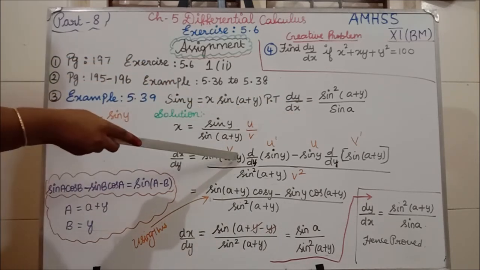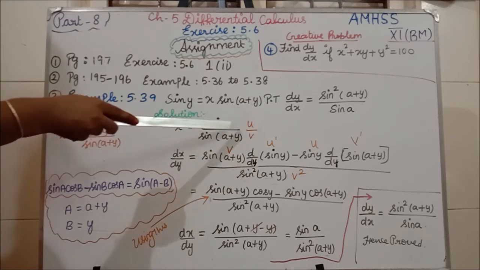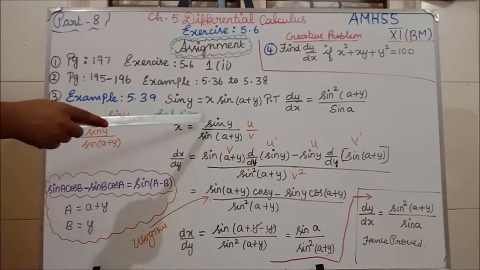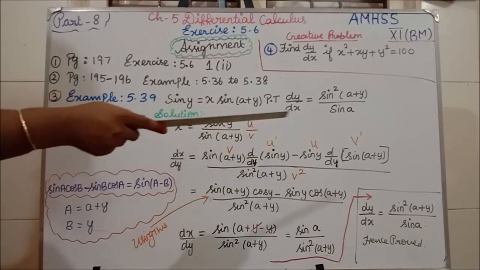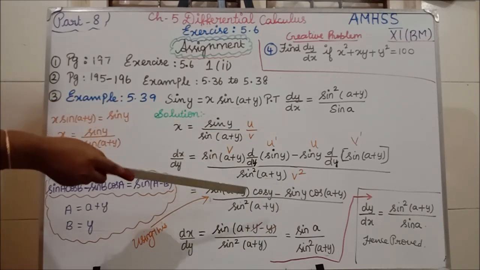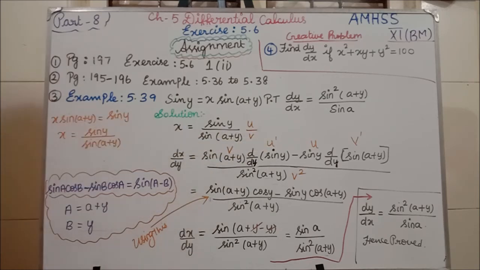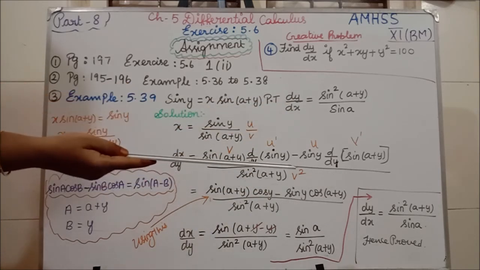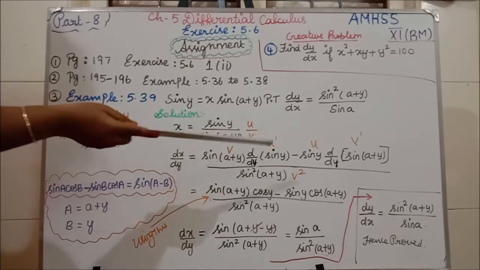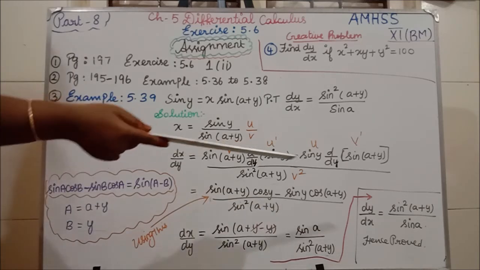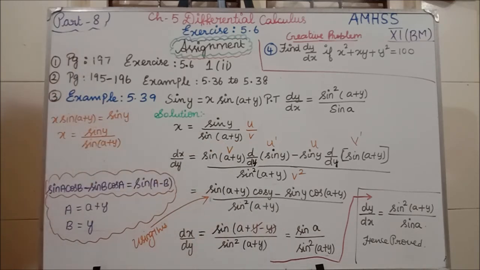Okay, v is sine a plus y. For u dash, we have to differentiate this u: d by dy of sine y, minus u, that is sine y, d by dy of sine a plus y, divided by v square. What is the formula for differentiation of sine y? It is cos y. Differentiation of sine a plus y means cos a plus y. Sine y means cos y, sine a plus y means cos a plus y. That is the difference, divided by sine square a plus y.